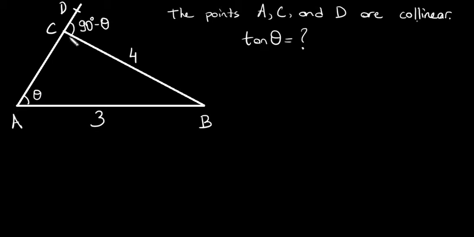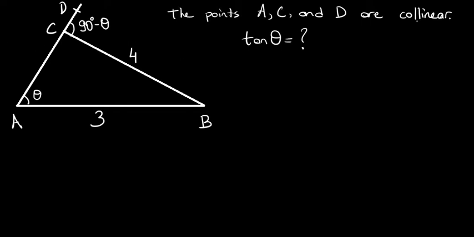And the measure of this angle and the measure of this angle, when we add them, we are going to get 180 degrees because, from A to D, it is a straight line. The measure of CAB is given as theta, and the measure of DCB is 90 minus theta. The length of AB is 3, the length of CB is 4. So we are going to find the tangent of theta.